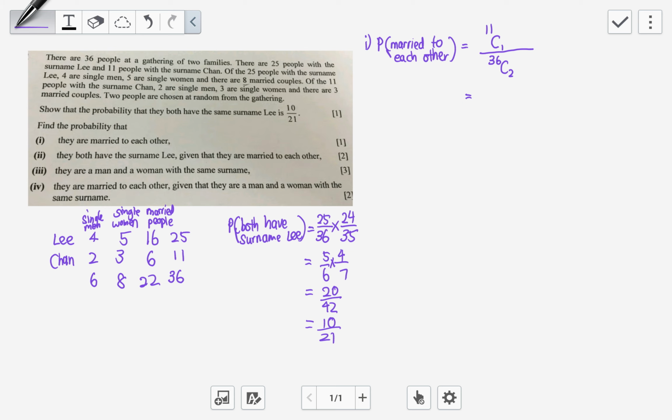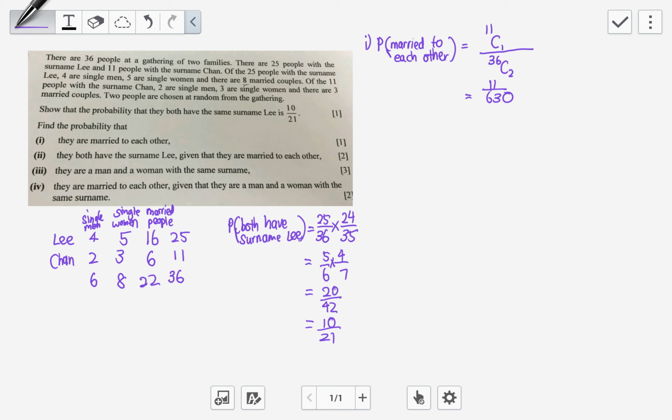Let me do a calculation. Give me a minute. That will be 11 over 630.